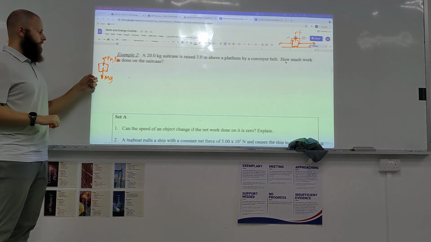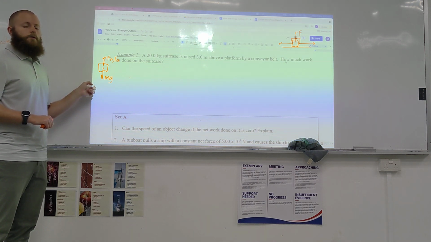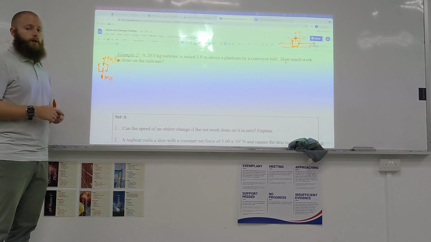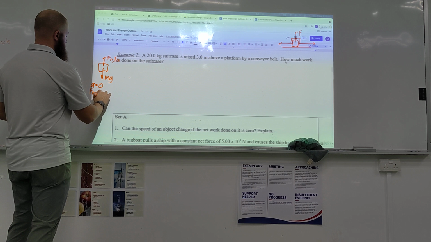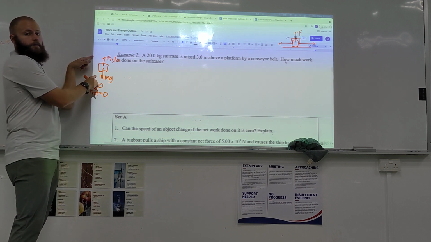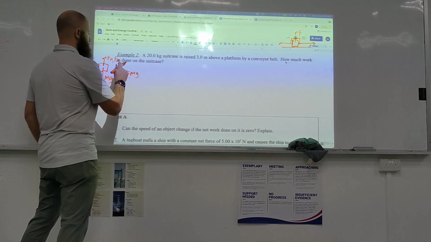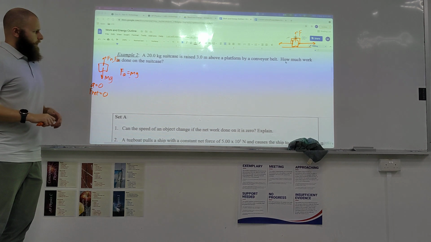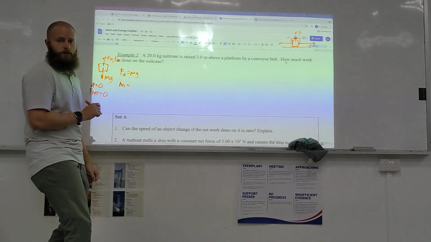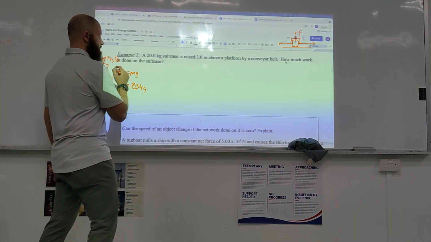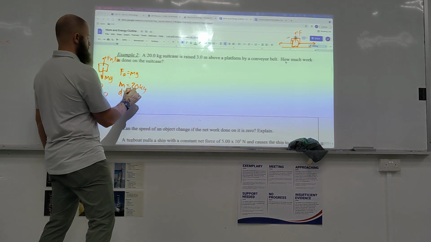And then because we know that this is a constant velocity, what do I know about these two forces? Remember, constant velocity means acceleration is equal to 0. If acceleration is equal to 0, F net equals 0, which means these two forces must be equal. So we have, I'll just call it, Fa equals mg. Okay, so let's go ahead and define our variables. What is m? M is 20. Okay, what is d? D is 3 meters.